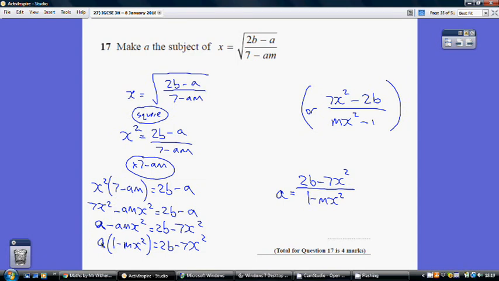I just need to isolate a on its own by undoing this multiplication by 1 minus mx squared. So I choose to divide both sides by 1 minus mx squared, giving me a final answer of a equals 2b minus 7x squared over 1 minus mx squared. Alternatively, you can get this answer where top and bottom are just being multiplied, each term is being multiplied by minus 1. Same answer.